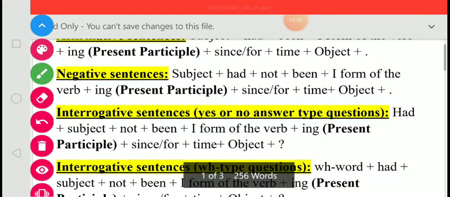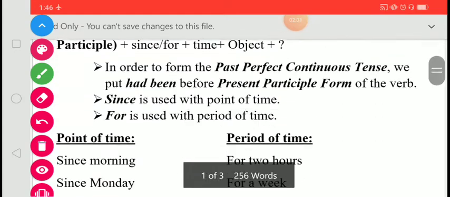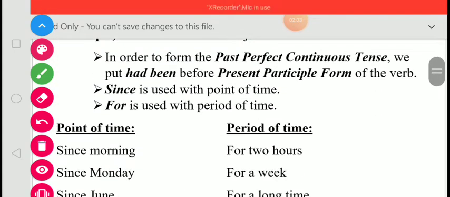So what we have discussed: in order to form the past perfect continuous tense, we put had been before the present participle form of the verb. Since is used with a point of time, and for is used with a period of time, as we were doing the same in present perfect continuous tense.